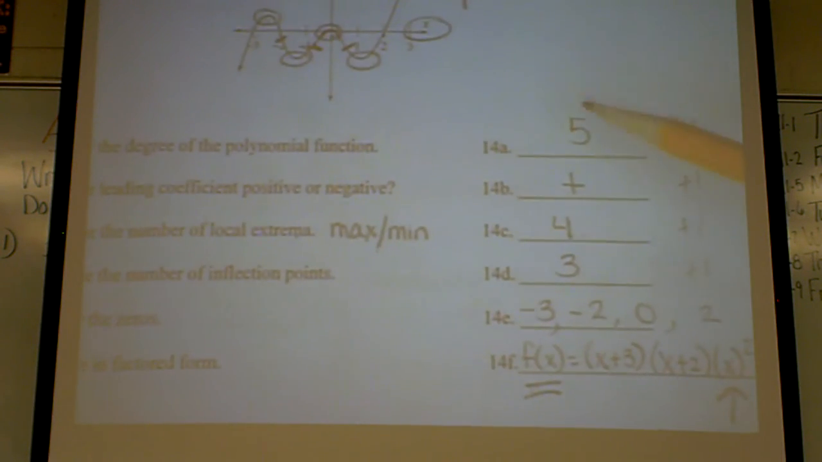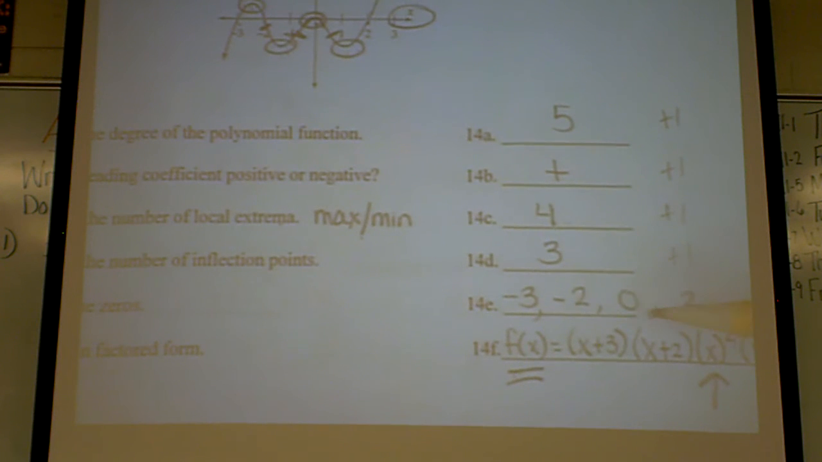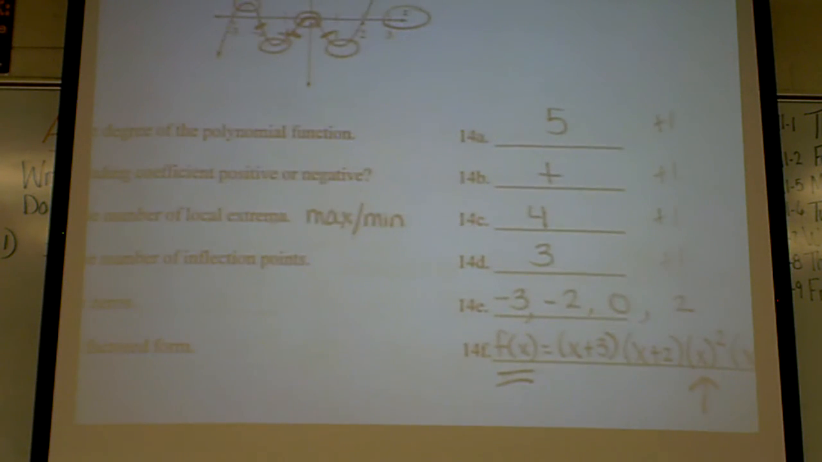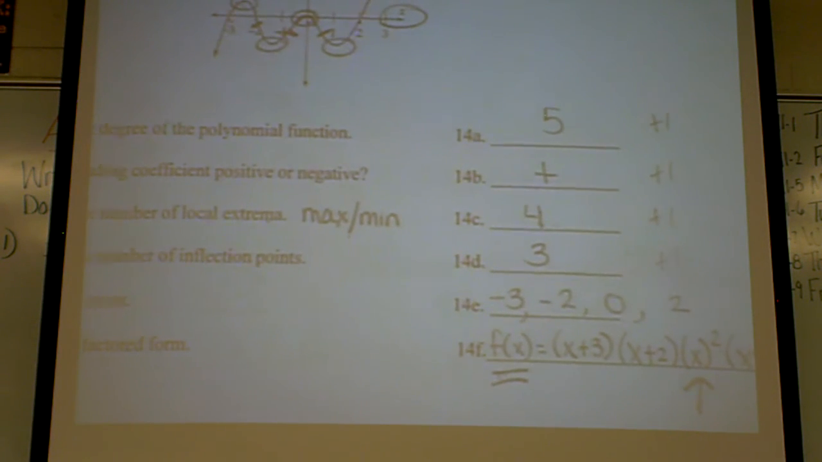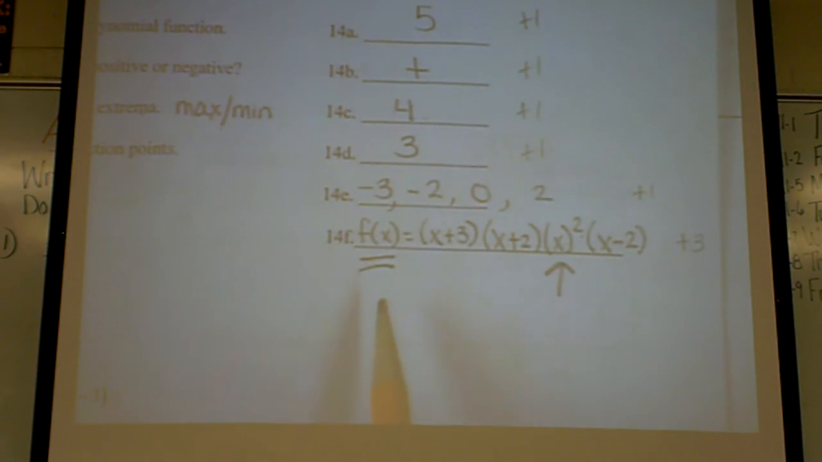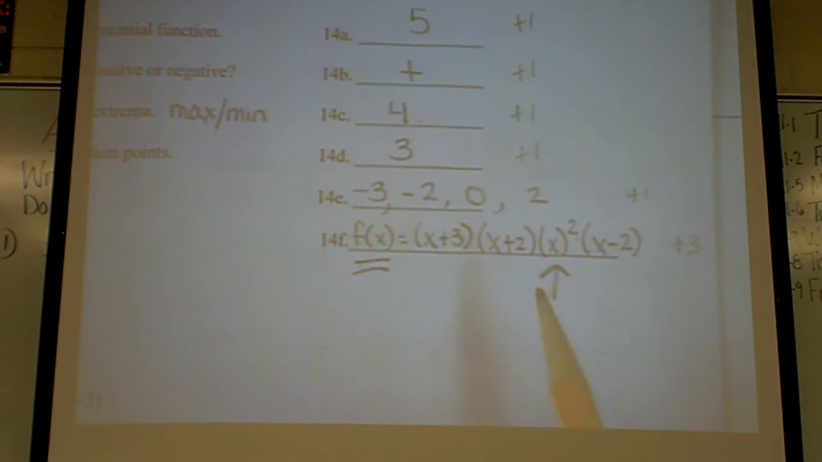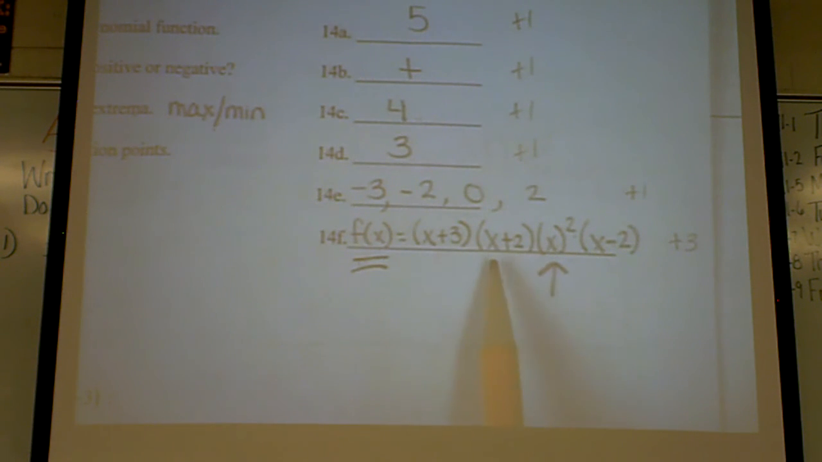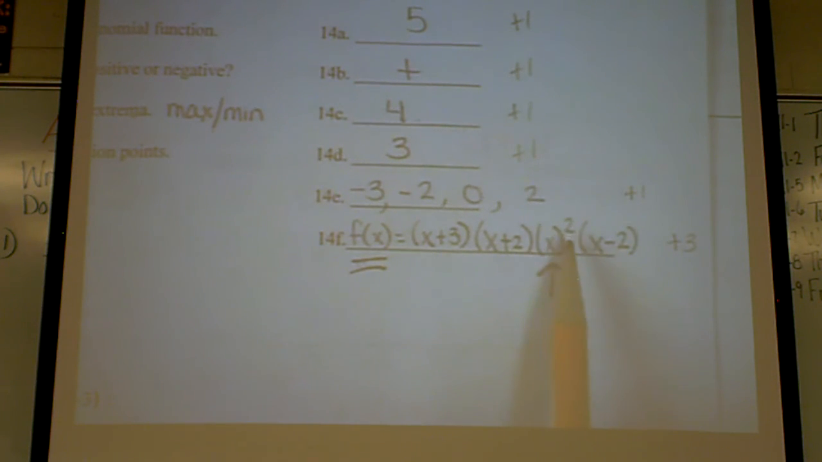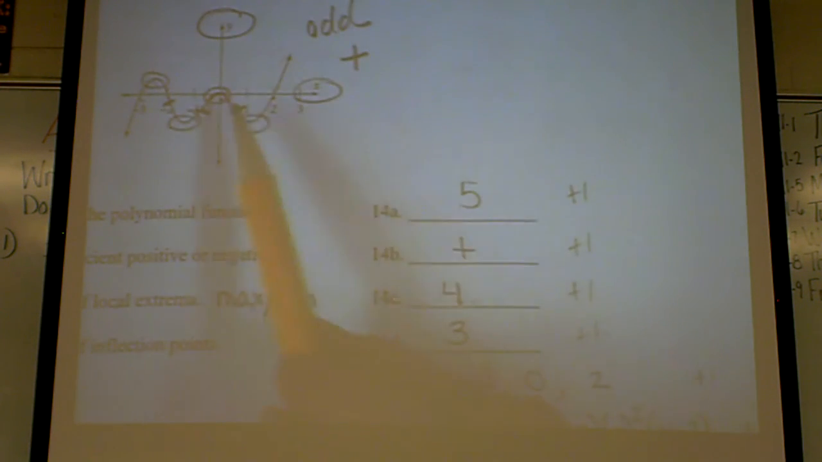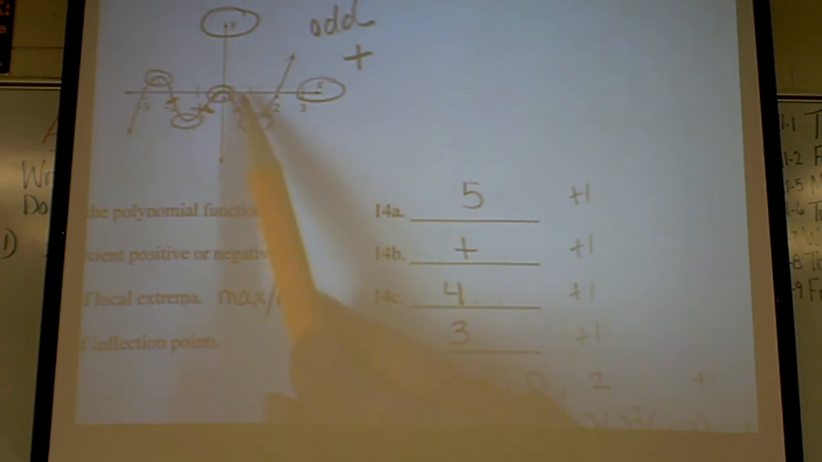And your zeros are -3, -2, 0, and 2. When you factor this, you need f of x again. We got all those correct. This is x plus 3, x plus 2, x squared. This is even because it touches over here, so it has to have an even power.